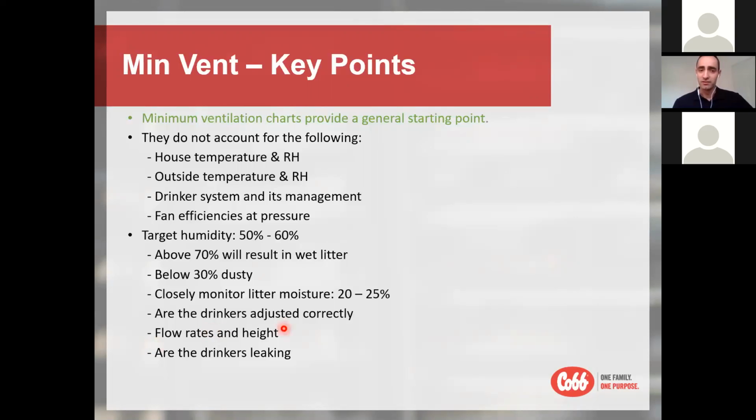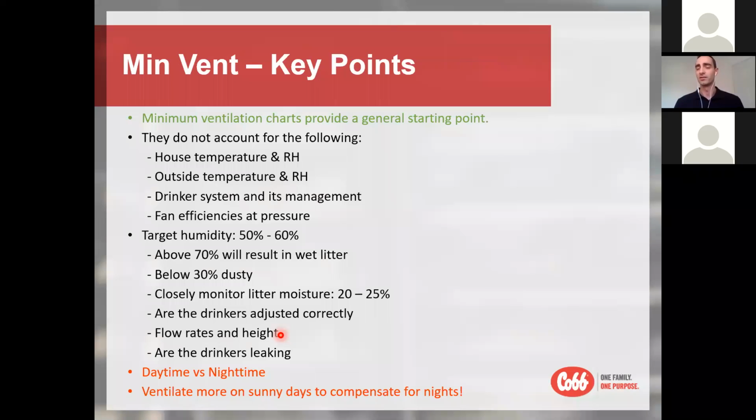And adjust your drinker lines accordingly, get the right flow rates and heights, and make sure there's no leaking in your drinker lines. You may have to run different programs in daytime versus nighttime. And when you've got nice, warm, sunny days, don't be afraid to increase your ventilation rate. If you're worried about moisture removal, you've got a nice sunny day and it's a little bit warmer outside, increase your minimum ventilation and remove that extra bit of moisture to compensate if there's a cold, wet night, or for a period where you've had a lot of cold, wet rain during the day.